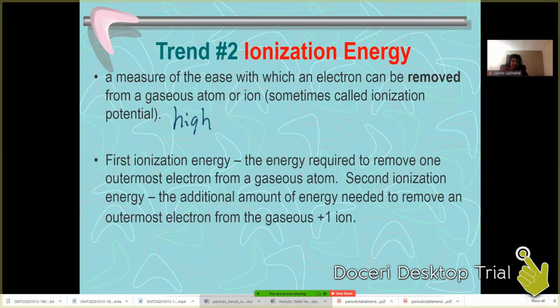The higher the ionization energy, the harder it is to remove an electron.